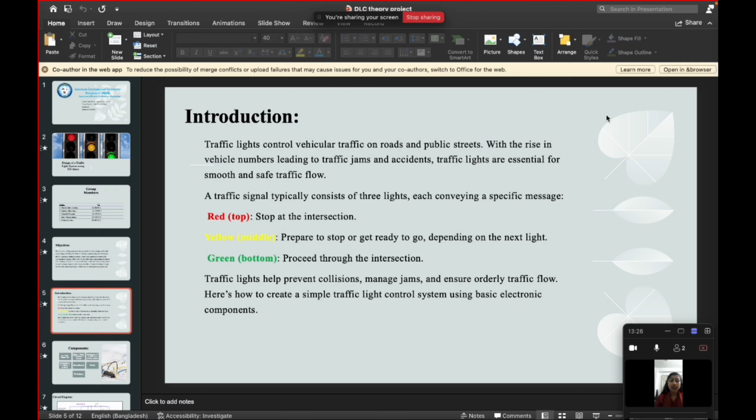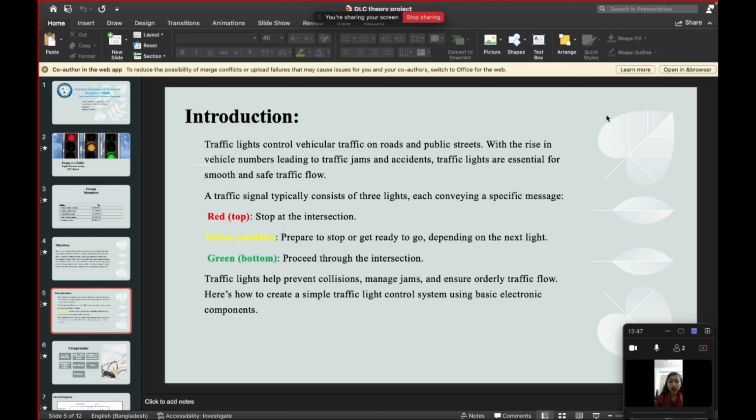Red signal means stop at the intersection. Yellow signal means prepare to stop or get ready to go, depending on the next signal. And last, green signal means proceed through the intersection. So traffic lights help prevent collisions, manage jams, and ensure orderly traffic flow.